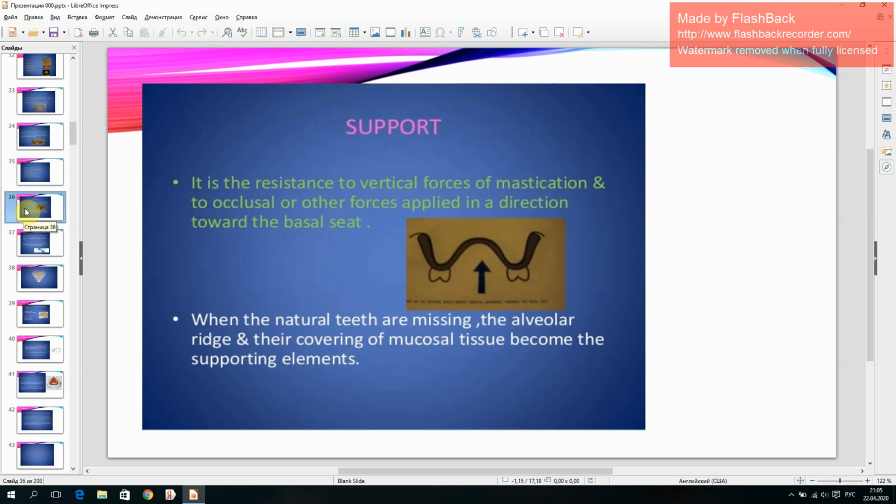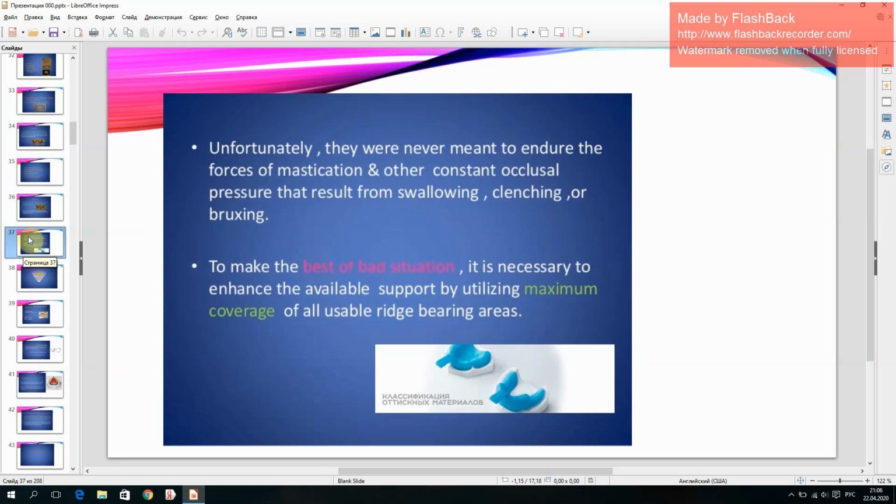Support. It's the resistance to vertical forces of mastication and to occlusal or other forces applied in a direction towards the basal seat. Unfortunately, they were never meant to endure the forces of mastication and other constant occlusal pressures that result from swallowing, clenching, or brushing. To make the best of a bad situation, it's necessary to enhance the available support by utilizing maximum coverage of all usable ridge-bearing areas.